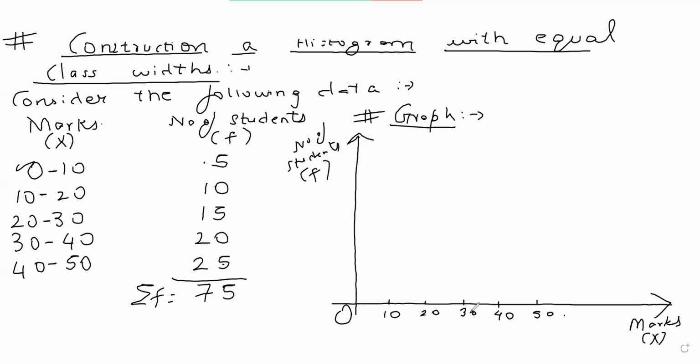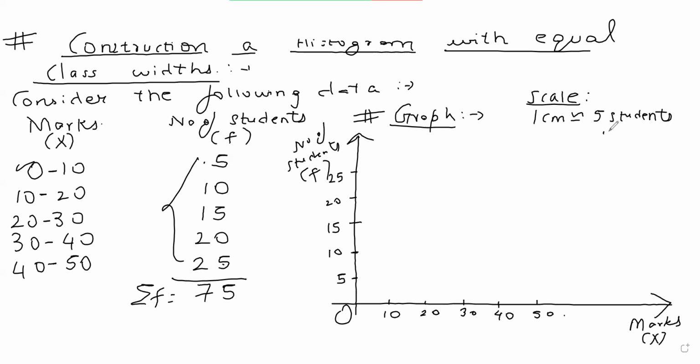Okay. And similarly, students can choose a scale. I think the best is to choose 5 because these are all multiples of 5. So 1 centimeter represents 5 students on the vertical axis. 5, 10, 15, 20, 25. The scale I've chosen is 1 centimeter represents 5 students on the vertical axis.